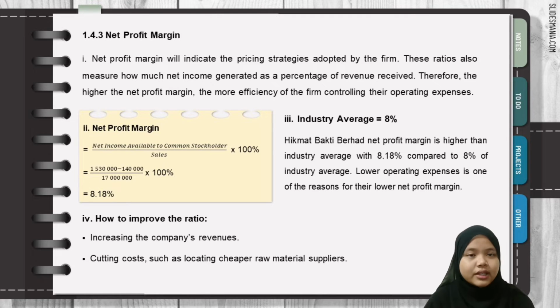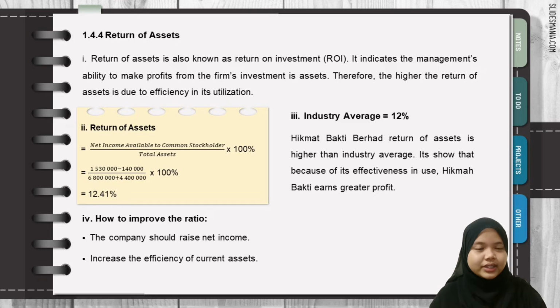The industry average is 8% and this shows that Hikmah Bati Berhad's net profit margin is higher than the industry average, so the company may improve its net margin by increasing revenue, such as selling more products or services. Aside from that, the company may raise its net margins by cutting costs, such as locating cheaper raw material suppliers. The next one is return on assets. Return on assets indicates the management's ability to make profit from the firm's investment in assets.